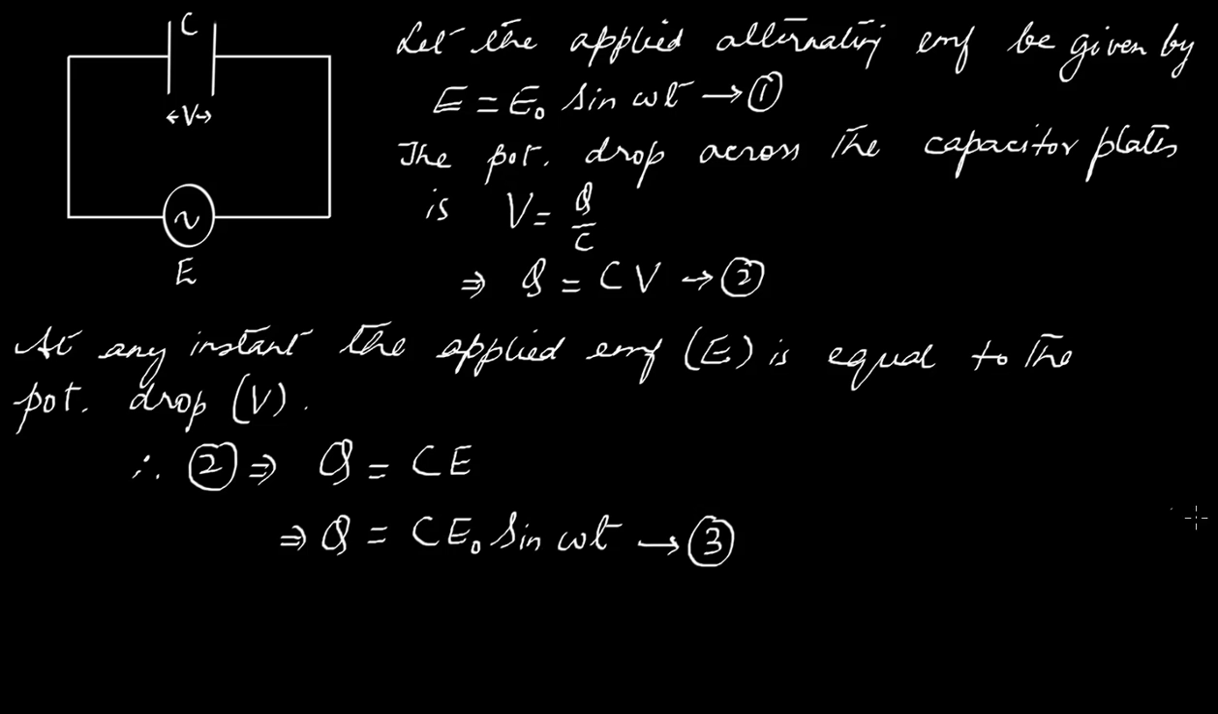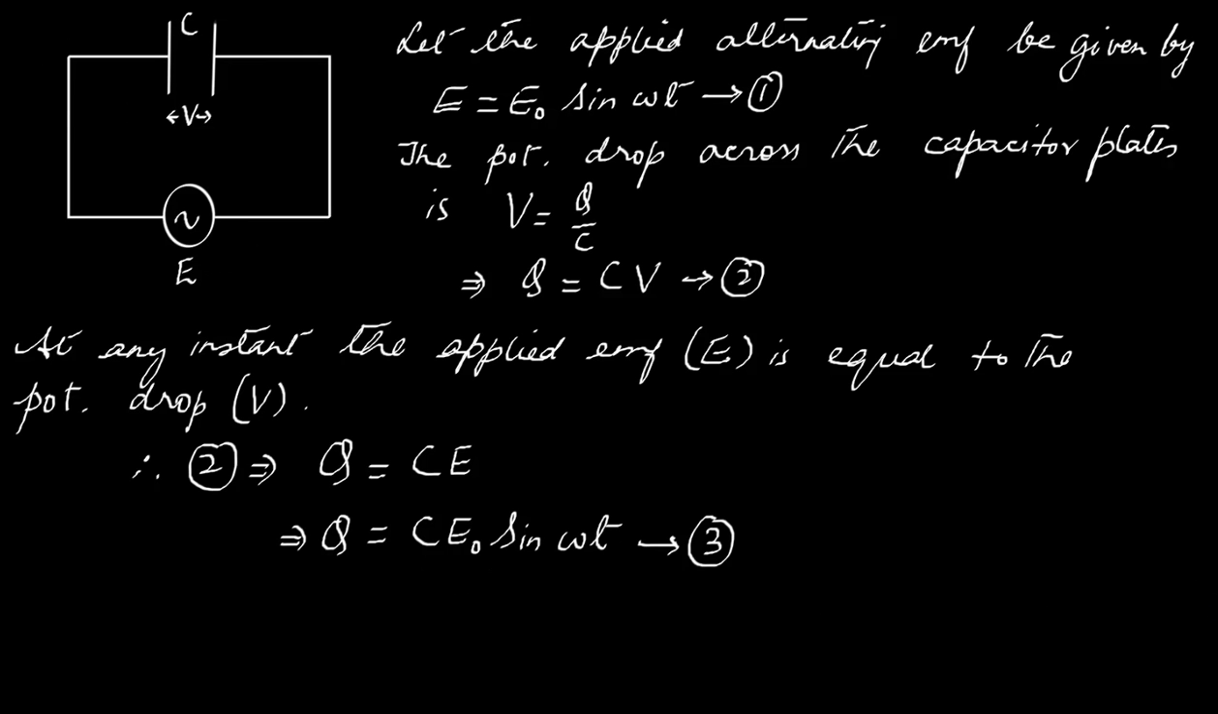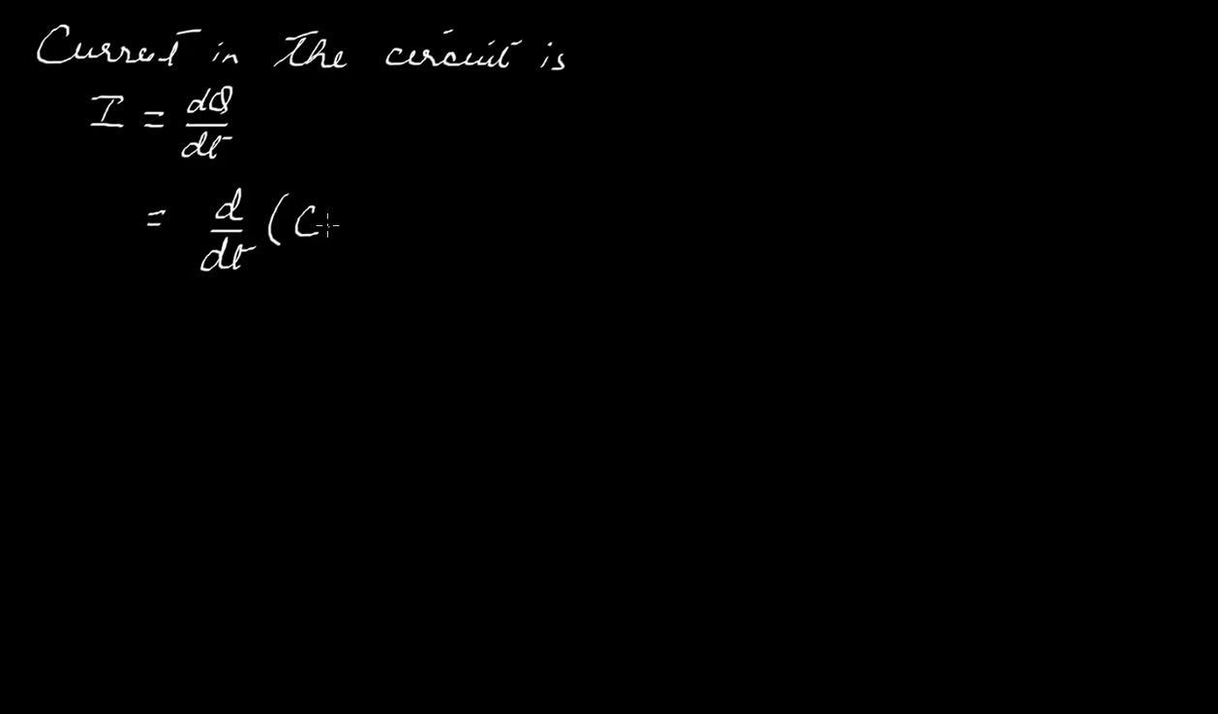So we got the charge. Now that we can find the current. Yes, current in the circuit is I, which is equal to dq by dt. Yes or no? So this will basically be d by dt of, let us have a look, what was that equation? Q is C E naught sine omega t. So differentiation of C E naught sine omega t. And C E naught here is a constant, I can take it outside.